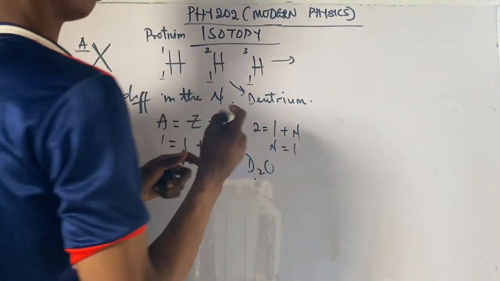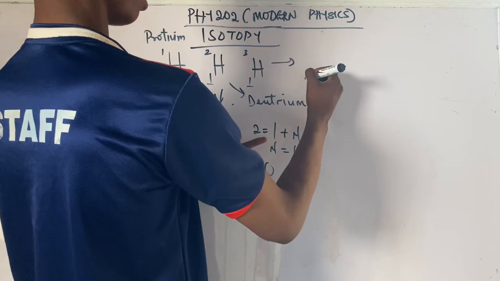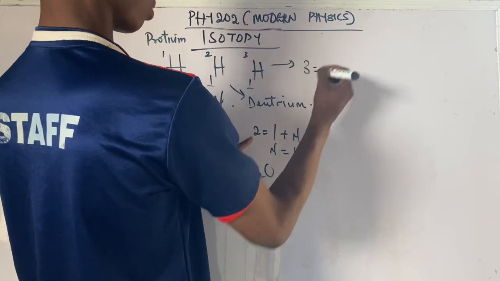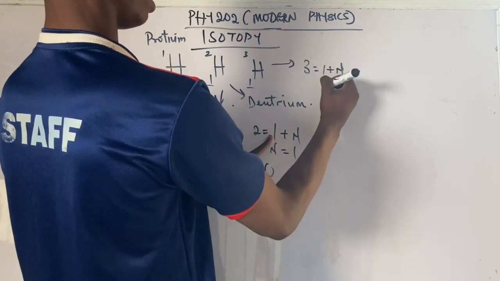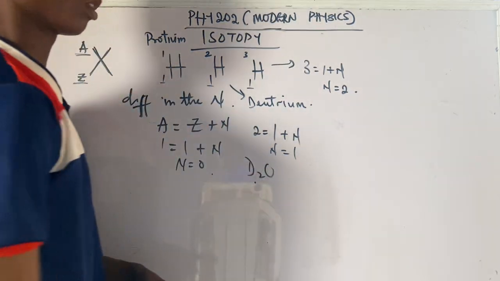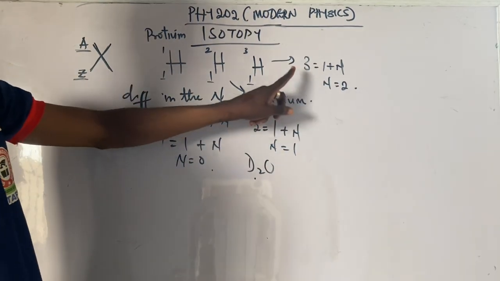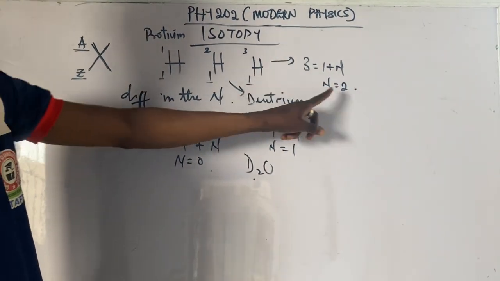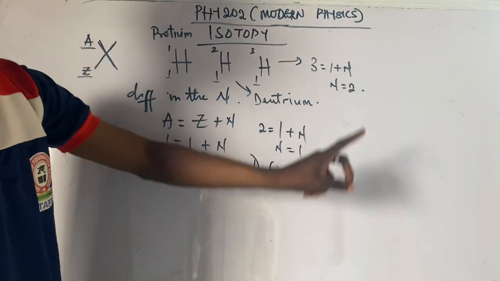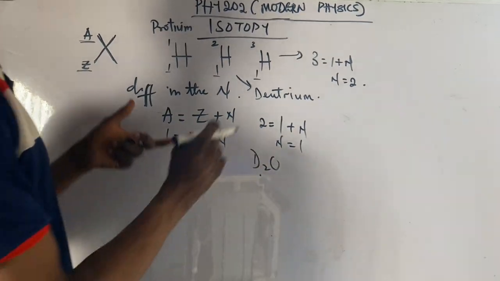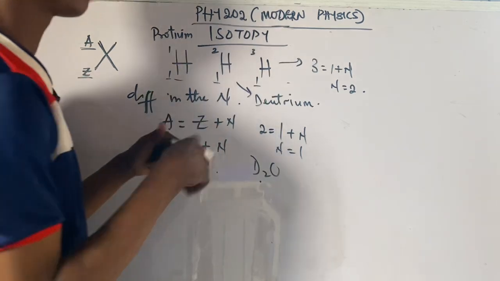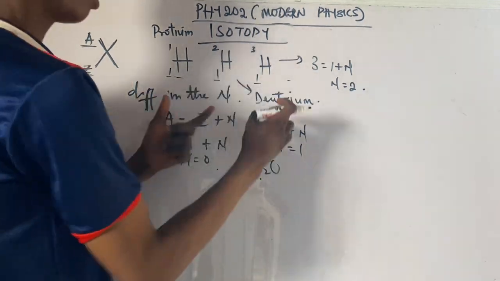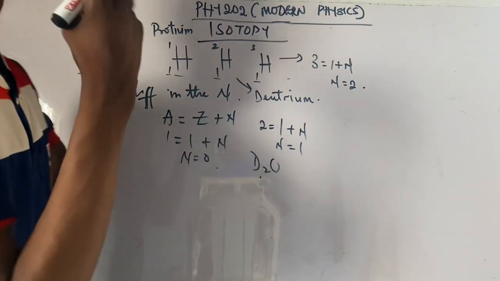The next one is the tritium. The tritium has 2 neutrons, like this: 3 is equal to 1 plus n, so n equals 3 minus 1, which is 2. That means the number of neutrons in this tritium is 2. Tritium is used in nuclear reactors. So these 3 are called isotopes, and the phenomenon occurring between them is called isotopy.